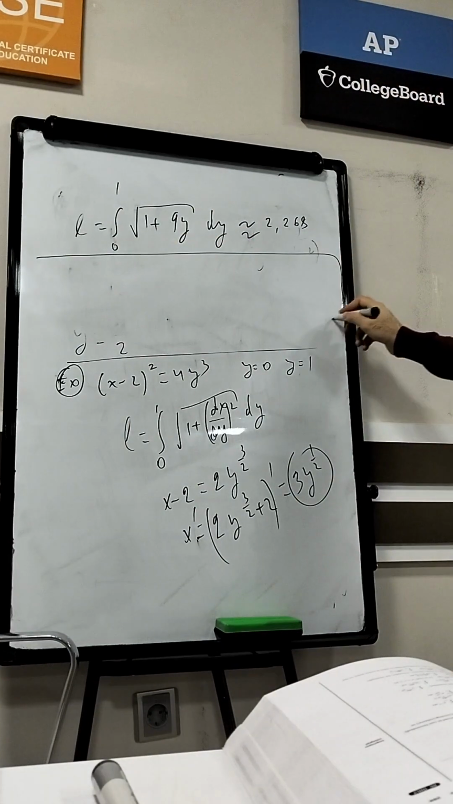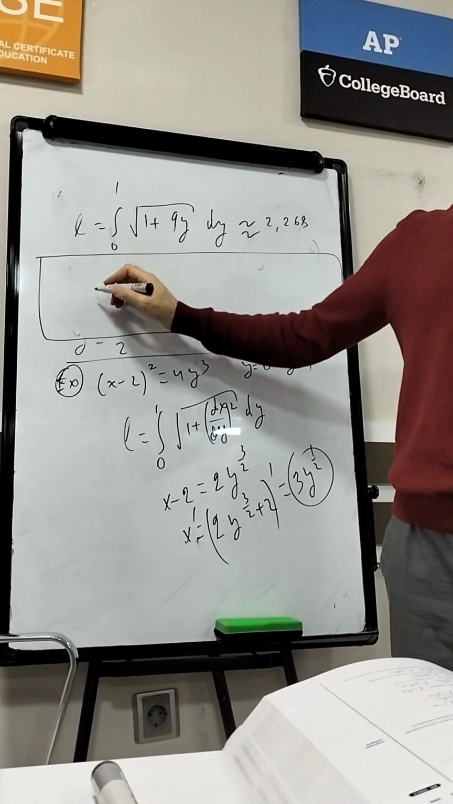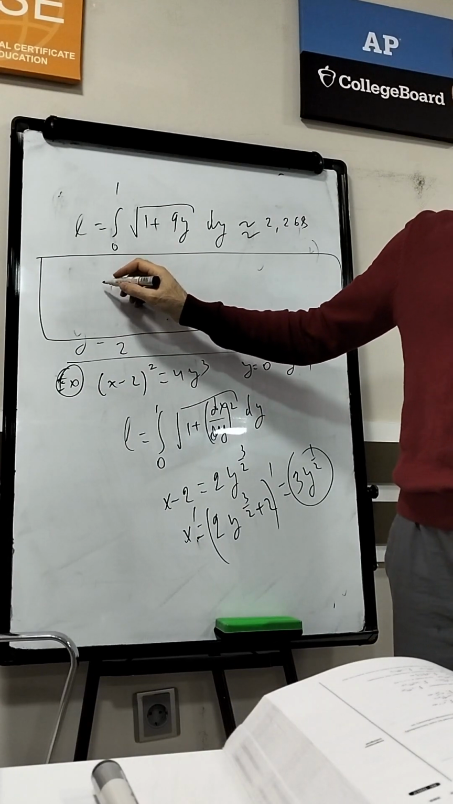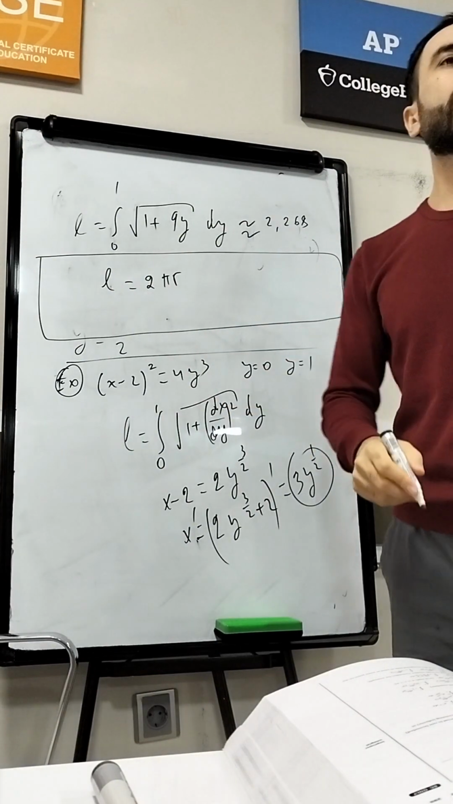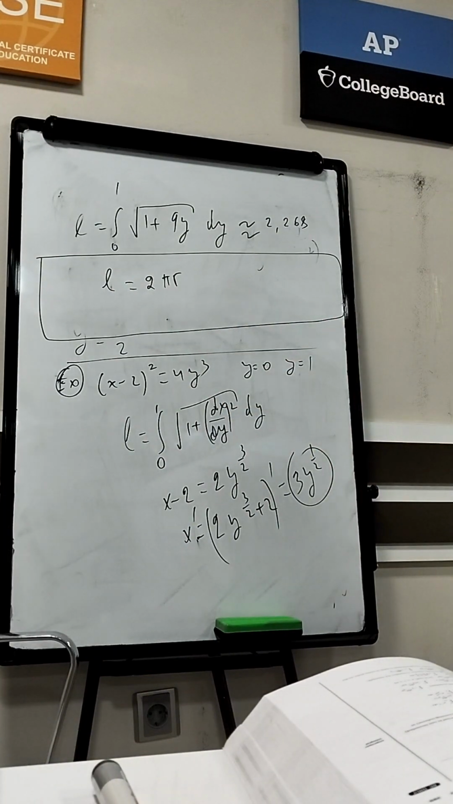Homework for you. Could you tell me please what is the length of a circle? 2 pi r. You will prove this formula at home. Why it is like this, okay? You will prove it.